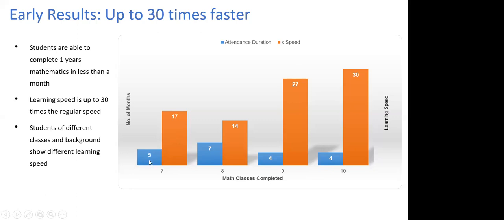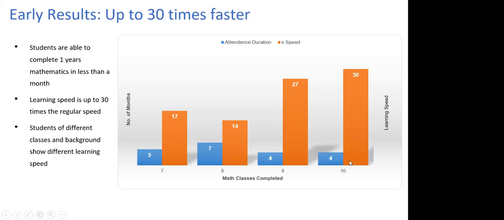So on an average, a student takes 5 months to complete mathematics from class 1 to class 7. The students are from different classes, so the variation in student level is also there. So on an average, 5 months to complete 7 years of mathematics, and the speed is about 17 times the regular learning speed. In class 8, based upon the data, on an average a student takes about 7 months to complete 8 years of mathematics, which is about 14 times faster than the average learning speed.